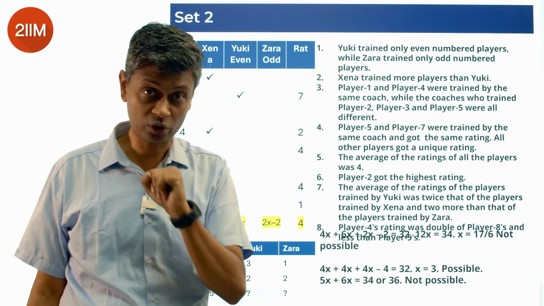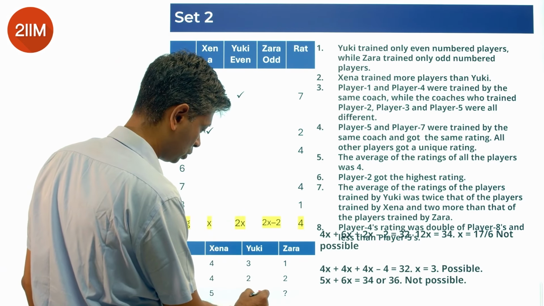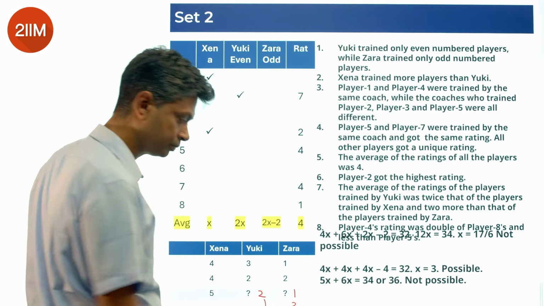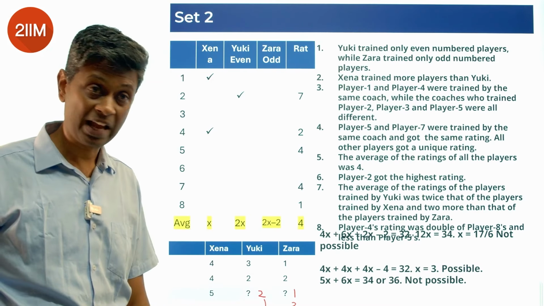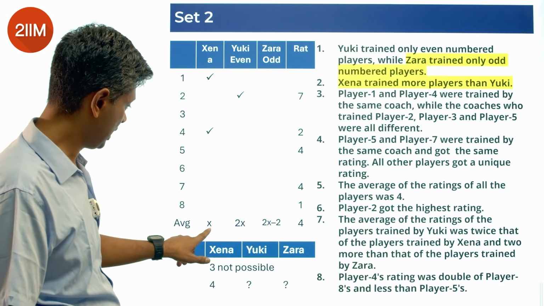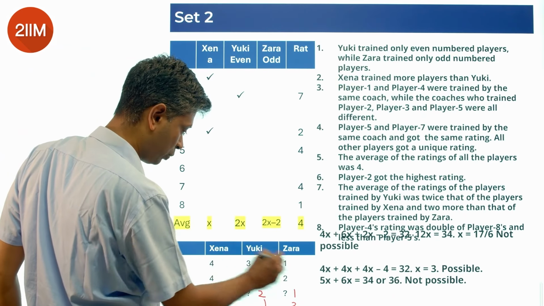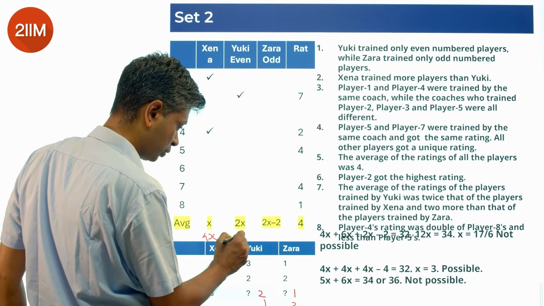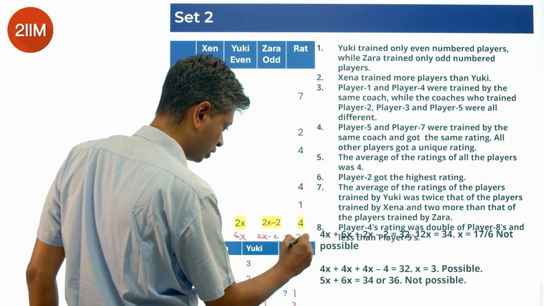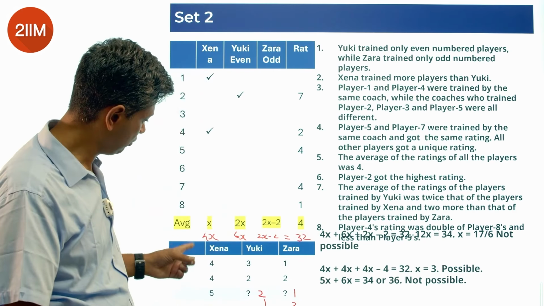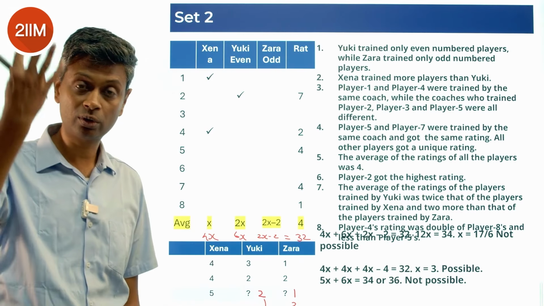I already feel like 5 is not possible because if we have 5, 2, 1 or 5, 1, 2. And now we have to take the weighted average of these 3 and get 4. Right? 8 people averaging out to 4. X, 2x and 2x minus 2. Let's say it is 4, 3, 1. 4x plus 3 into 2x, 6x plus 2x minus 2 should add up to 32. 4x plus 6x is 10x, 12x, 12x minus 2 is 32, 12x is 34, not possible.